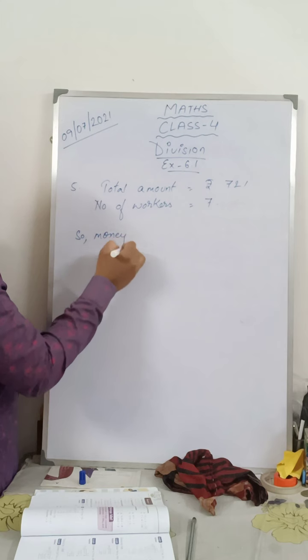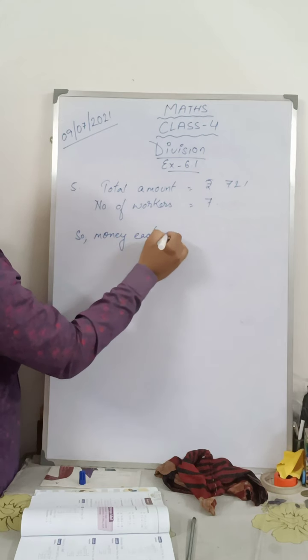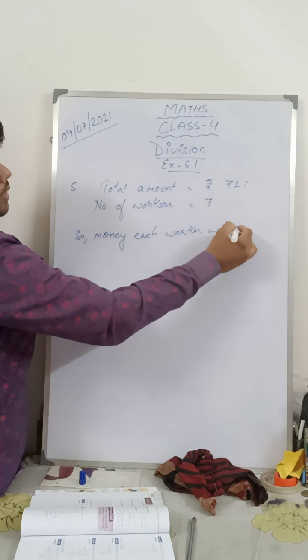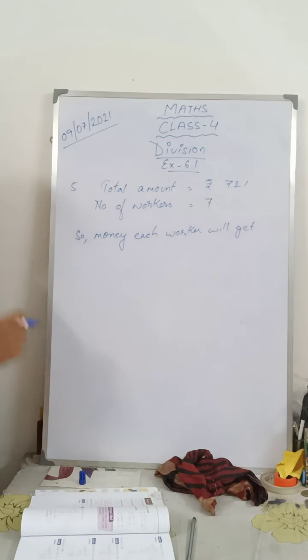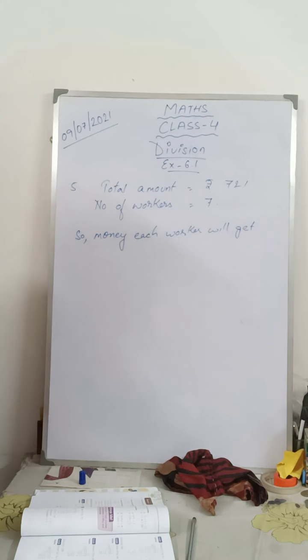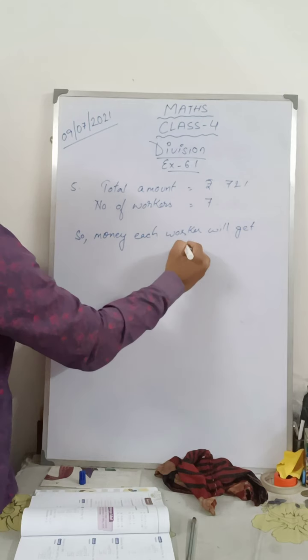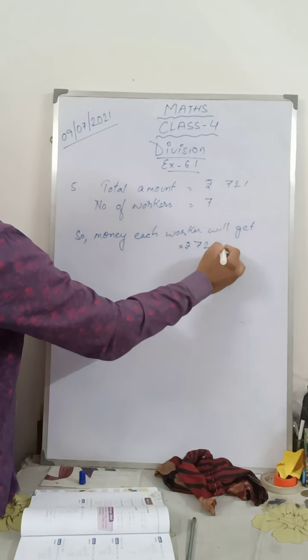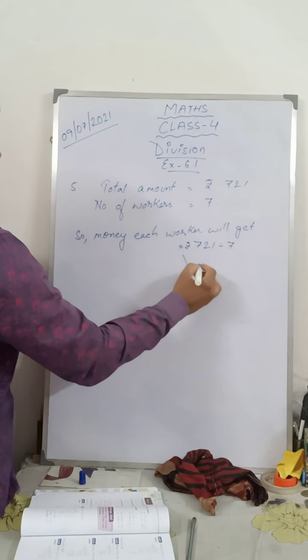So money each worker will get, because they have asked how much money each worker will get. So you will divide the total amount by the total number of workers. So it is equal to 721 rupees divided by 7. Now you divide this.